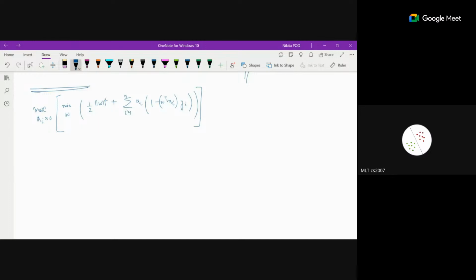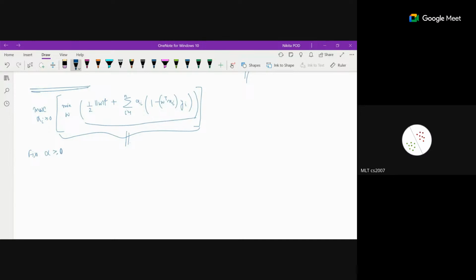Okay, so now you want to maximize this term. So if you fix some alpha greater than or equal to 0, then what will happen? You want to solve this problem. This term was my Lagrangian: half of norm of w square plus this term, right?